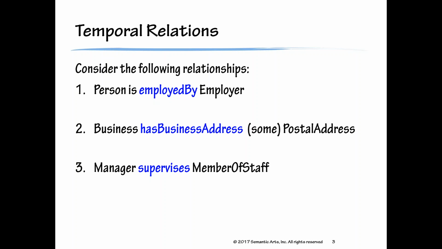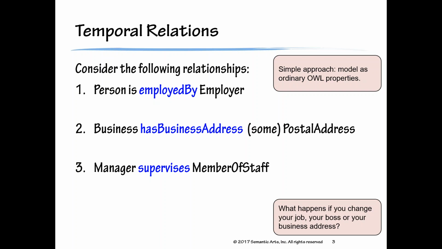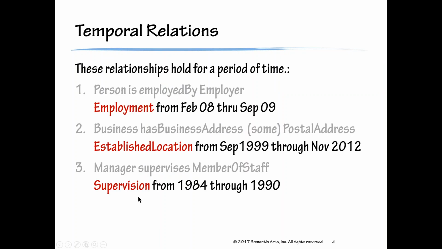Okay, so consider the following simple everyday relationship. Somebody is employed by an employer. The business has a business address, which is some kind of postal address, or a manager supervises some member of staff. That's all very nice, and we can model those things as simple OWL properties, and we do just fine. However, what happens if you change your job, or you get a different boss, or you move? Although on the surface these just seem like simple binary relationships, they actually take place over a period of time. So with employment, you might have a job from February 08 to September 09, or you might have an established location from a certain date, or you're managed by somebody for a period of years and then you have a different manager after that.